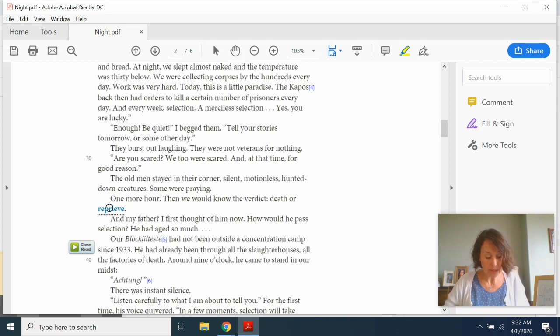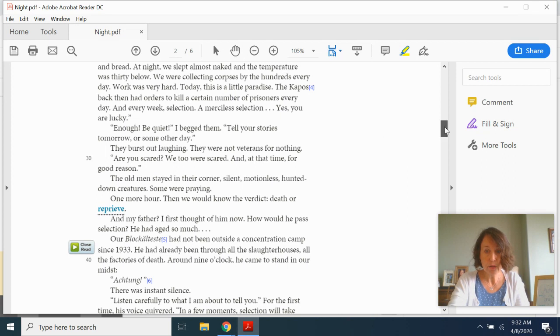It also gives me this sense really of a reprieve, meaning I might have to go through it again. It's just a brief break. So that lets me know really the tense of the piece as well. Well, let's keep looking down here.